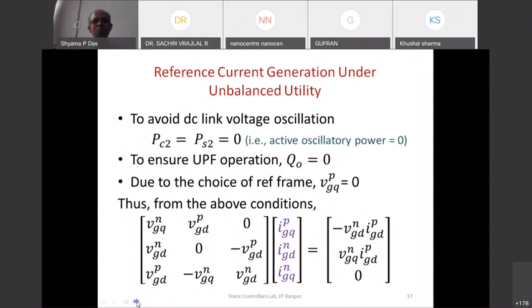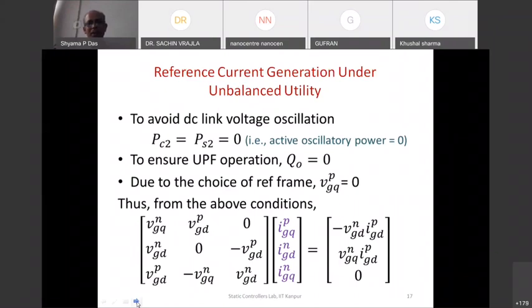The first condition is PC2 equal to 0, PS2 equal to 0. So the first has got two equations. The second will have the third equation, which is Q naught equal to 0. And we have to substitute VGQP equal to 0. So we have three equations, and by applying these conditions, we get this equation from the previous set of equations, which you have already shown.